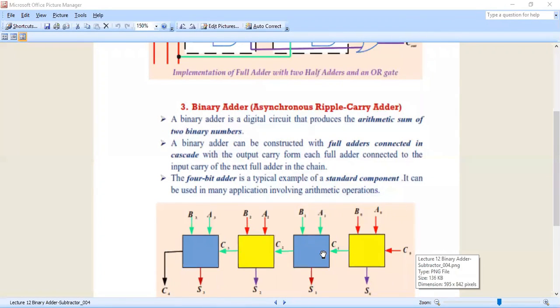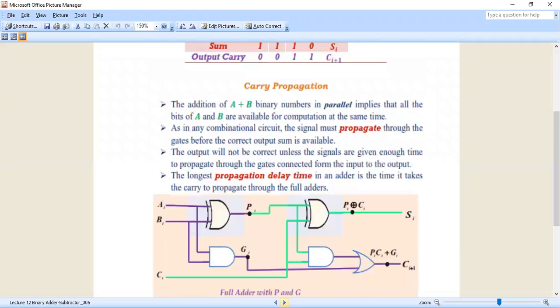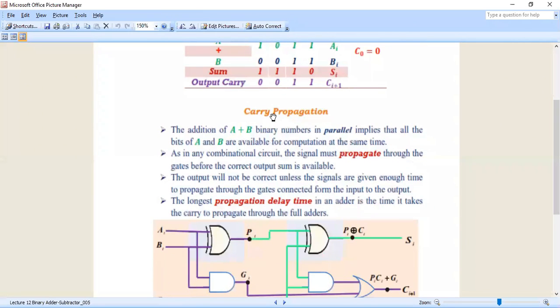So now if we take C1 to C4, what are the values? 0, 0, 1, 1. That's it. Yes. So that is how we got the output finally. So sum is 1110 and carry 0011. So that is the binary adder concept.